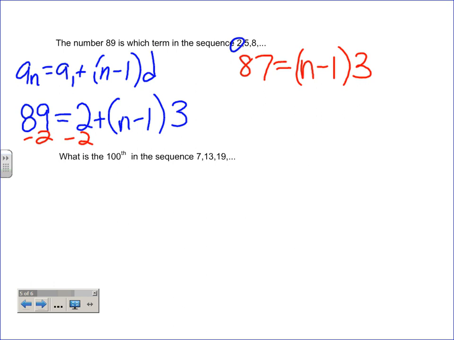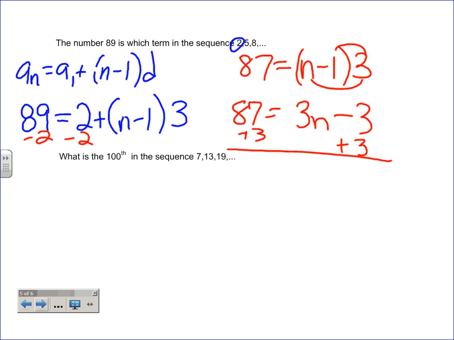Distribute? All right, let's do it that way then. So what do we got? 3n minus, be careful, 3 is 87. So then I would add the 3, probably your best idea. So 90 equals 3n. Divide by 3, so n is 30.